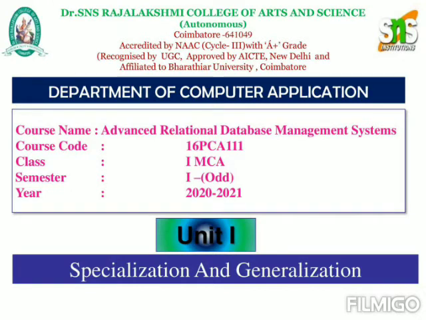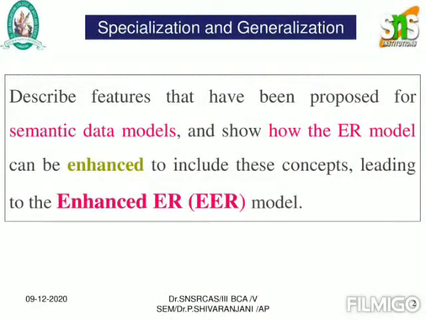So today we'll discuss generalization and specialization. These two features, generalization and specialization, are added to your entity model in order to make it an enhanced one. Describing the features that have been proposed for semantic models, and showing how the ER model can be enhanced to include these concepts, leads to an enhanced entity model. Shortly, we call it the EER model.